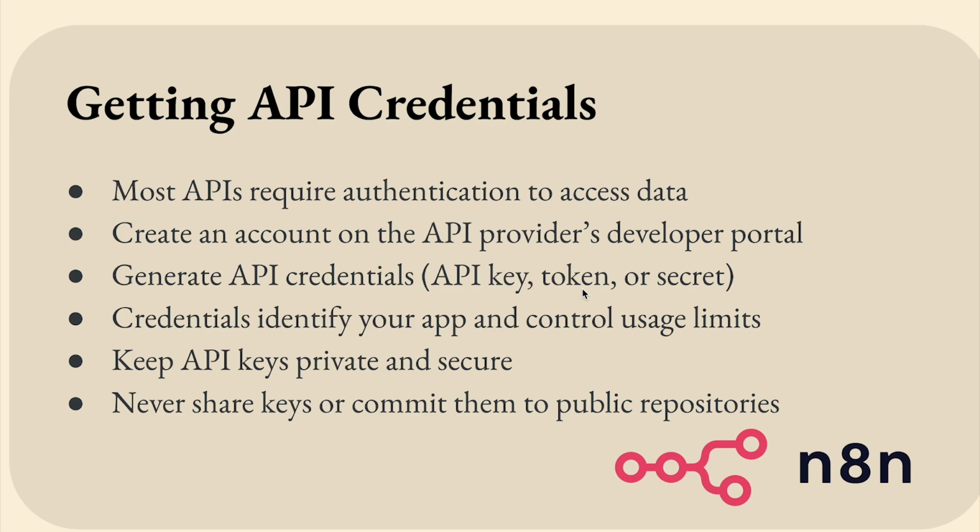Now I will demonstrate how to generate an API key from the developer portal. Most APIs require authentication. Let's go through the process of setting up credentials in N8N. First, you will need to create an account with your chosen API provider and generate API keys from their developer portal. For this example, I will demonstrate with a Twitter API, but the process is similar for most of the services. And a security tip here is never share your API keys or commit them to public repositories.